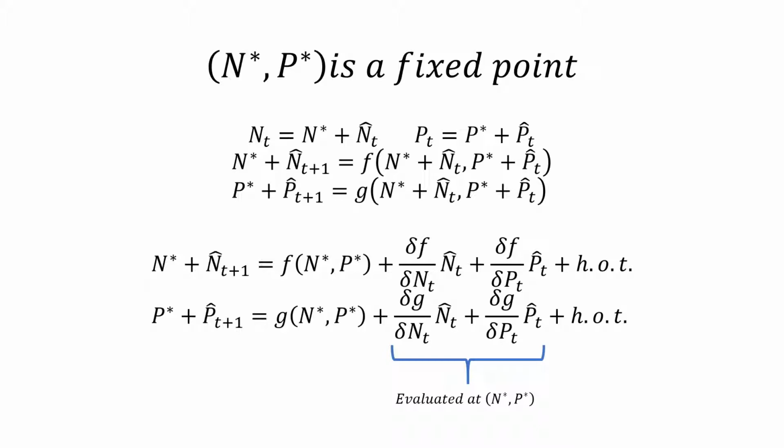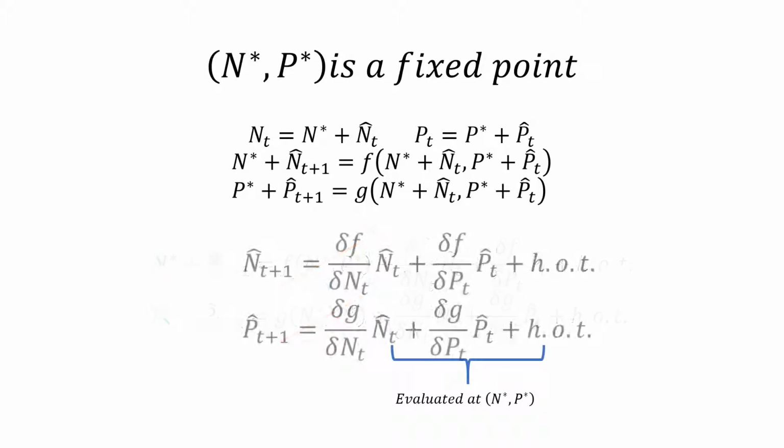Now, from the definition of a fixed point, we can see that f of n star, p star evaluates to n star and g of n star, p star will evaluate to p star, allowing them to cancel with the terms on the left. This will give us n hat t+1 is equal to the partial of f with respect to n_t times n hat t plus the partial of f with respect to p_t times p hat t, plus some higher order terms. And similarly, p hat t+1 is equal to the partial of g with respect to n_t times n hat t plus the partial of g with respect to p_t times p hat t, plus some higher order terms.